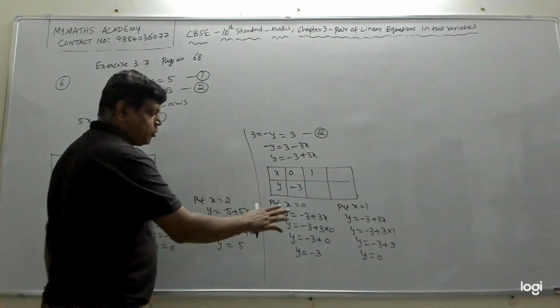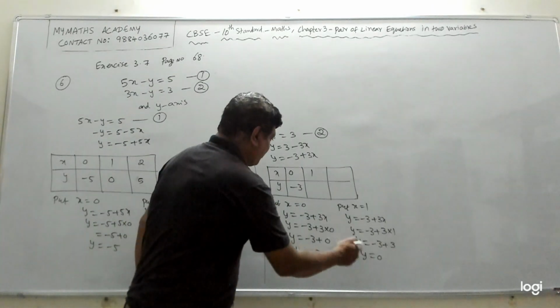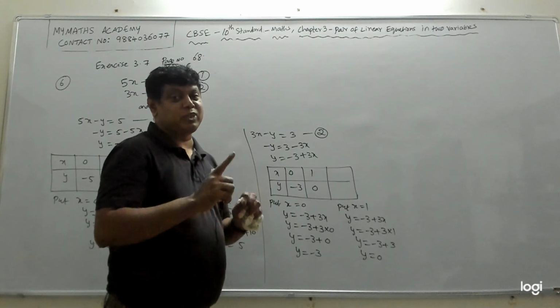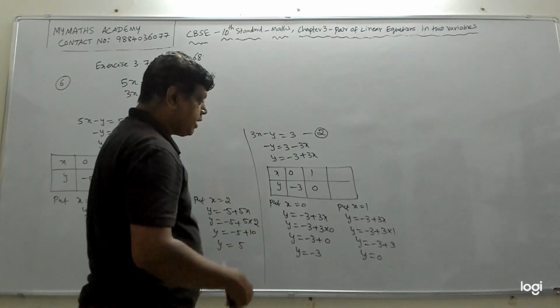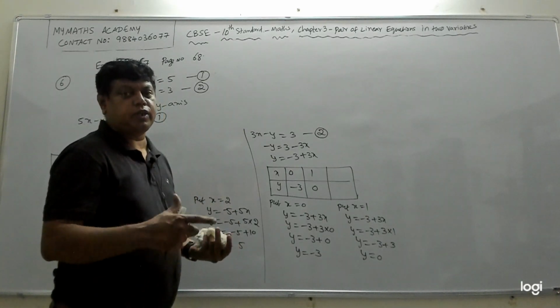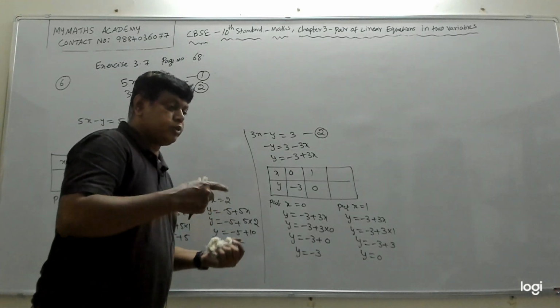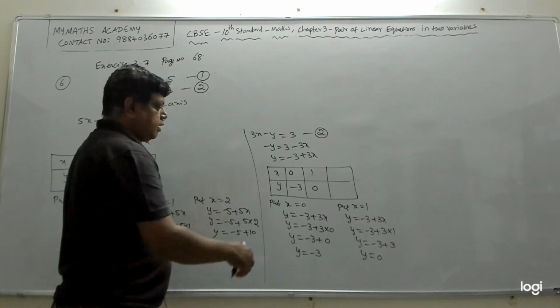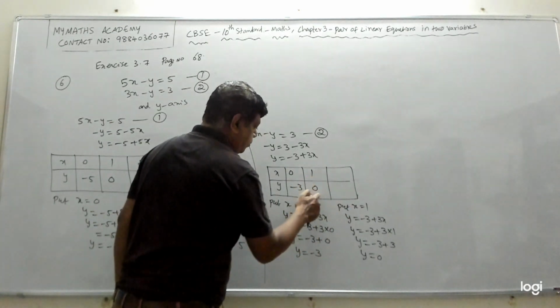So I will be very careful when I'm multiplying by anything with 0 or anything with 1, because I tend to put 3 into 1 as 1 by mistake. 3 into 1 is 3. Or I may put 3 into 0 as 3 by mistake. But 3 into 0 is 0. And so when I put x as 1, my y is 0.